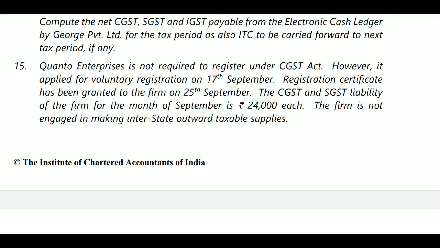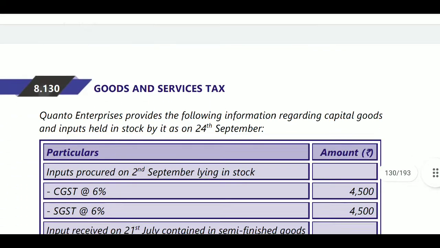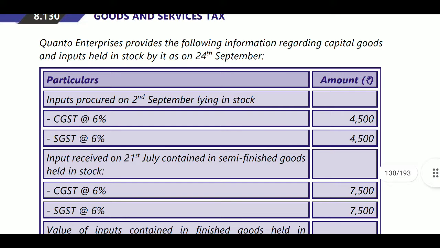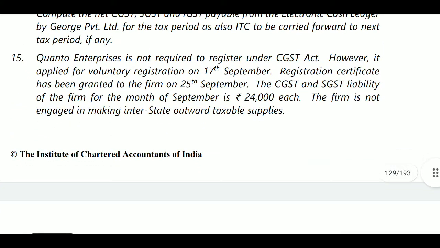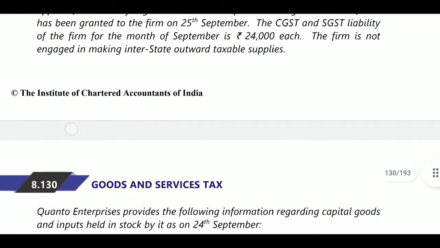Okay, the CGST and SGST liability of the firm for the month of September will be 24,000 each. That is CGST 24,000, SGST 24,000. This is the output tax liability for the month. Okay, the firm is not engaged in making interstate supplies, and it has capital goods.